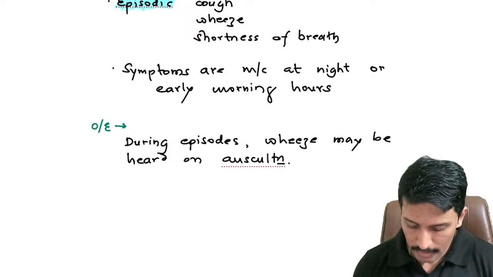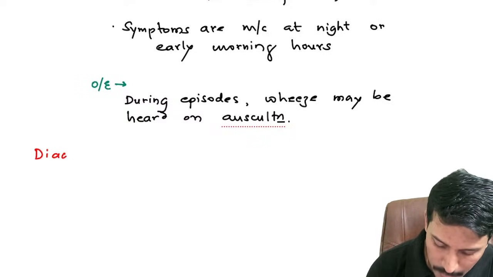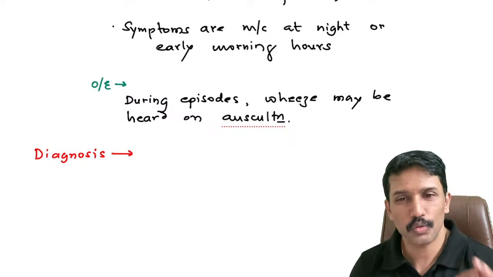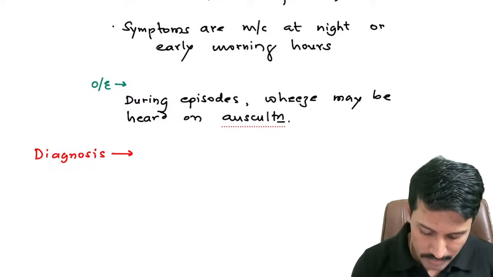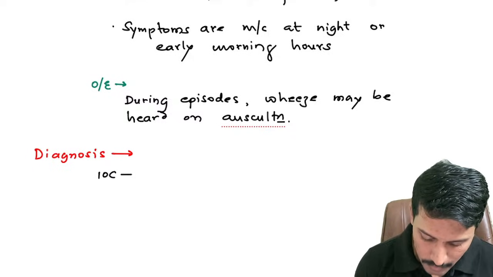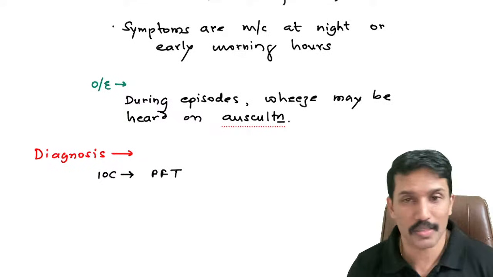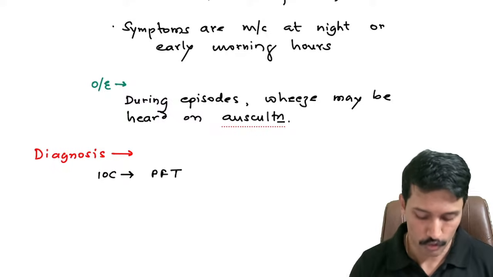Now, if clinical features are listed, the next question is diagnosis. So what do I expect if I'm correcting a paper on diagnosis? The first thing I would expect is you should mention what is the investigation of choice. What is the investigation of choice for asthma? The investigation of choice for asthma is PFT. Asthma is not diagnosed based on chest X-ray. PFT is the investigation of choice.